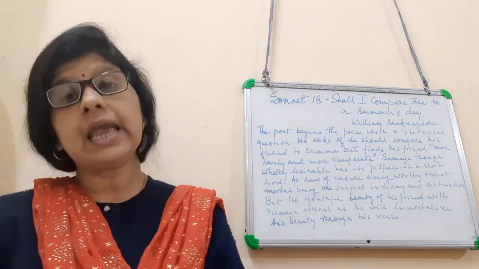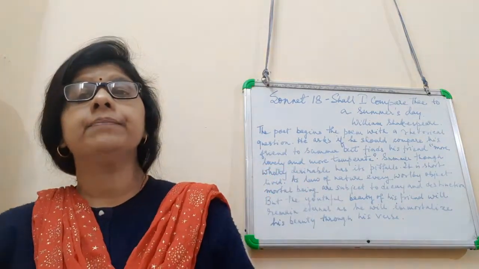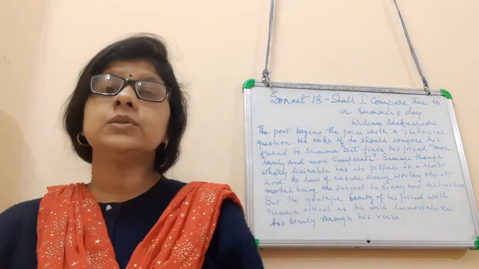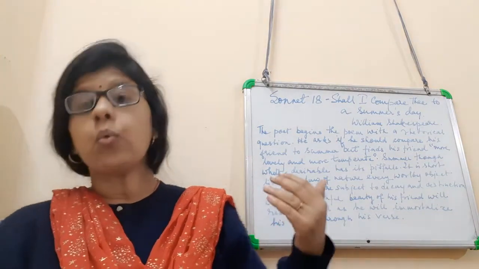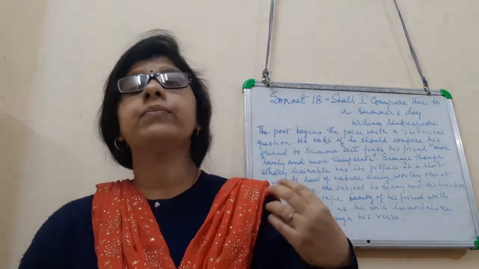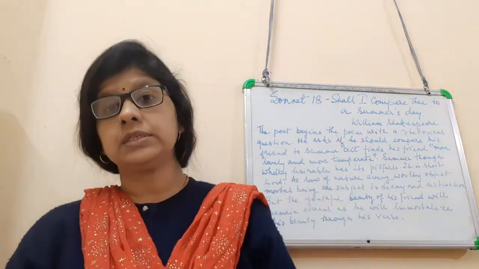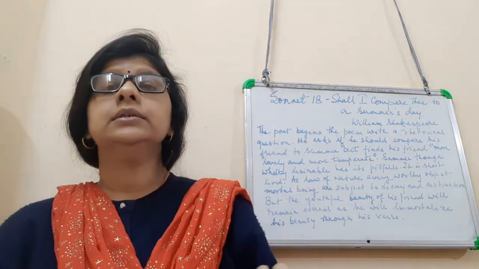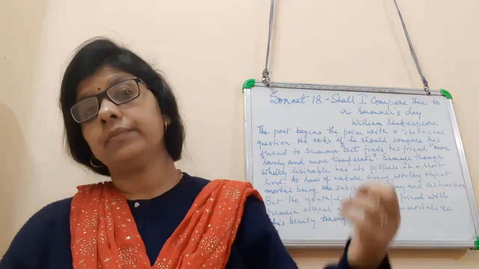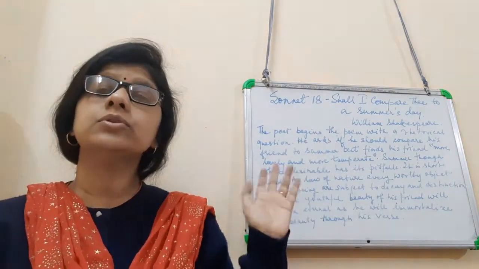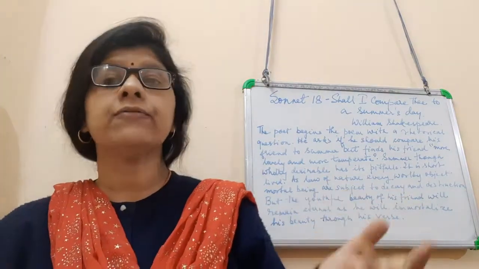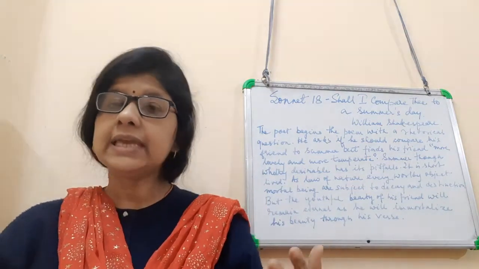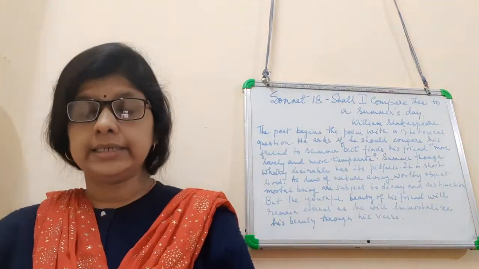Now he has written as many as 154 sonnets. Out of that, we are going to deal today with sonnet number 18. Out of these 154 sonnets, the first 126 have been addressed to a young friend of his, a very handsome young man. Since it is sonnet 18, this sonnet is also addressed to this young friend. And the next 28 sonnets are addressed to a dark lady.